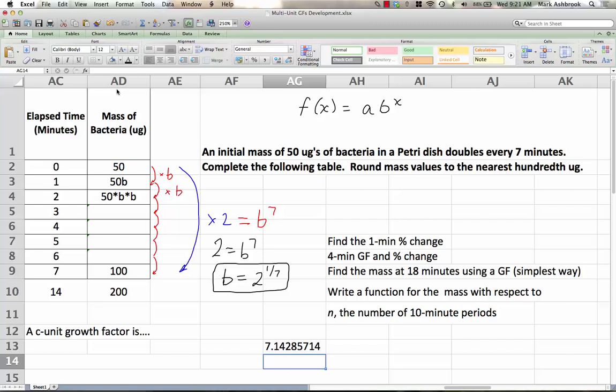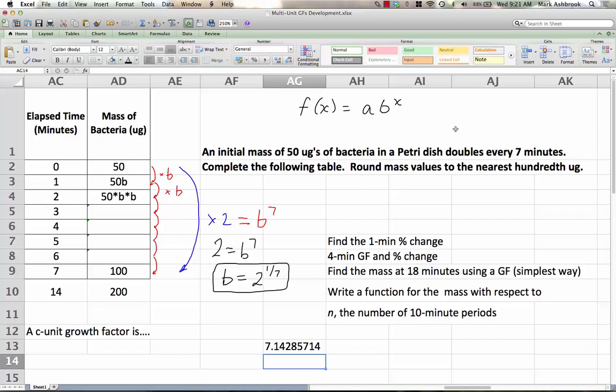Constant rate of change. Every time a minute goes by, you add the same amount of mass. That's not what's happening, because we know this is based on multiplication by the growth factor. So you can't just take the change of 50 divided by 7 and say it goes up by 7.14 micrograms, because that's constant rate of change. That's not exponential growth.